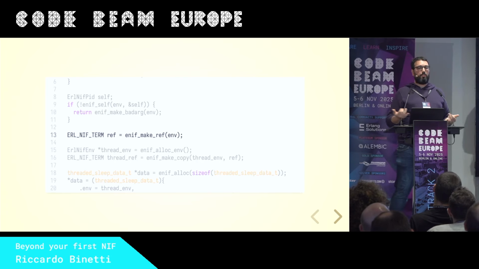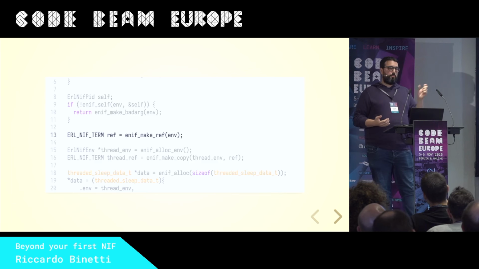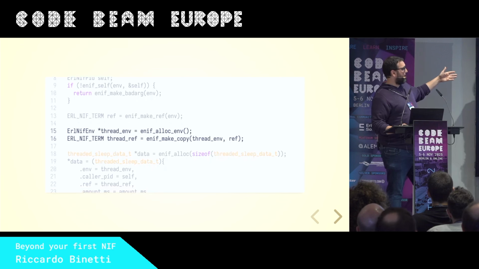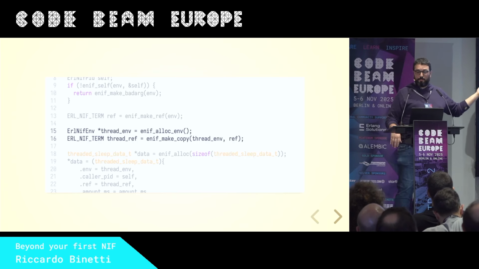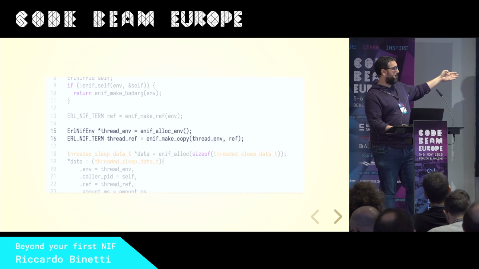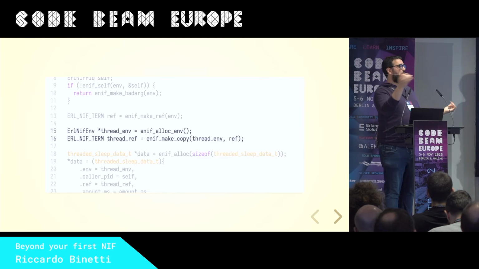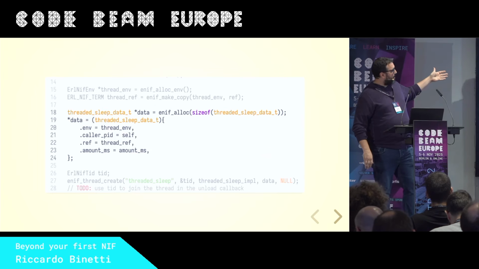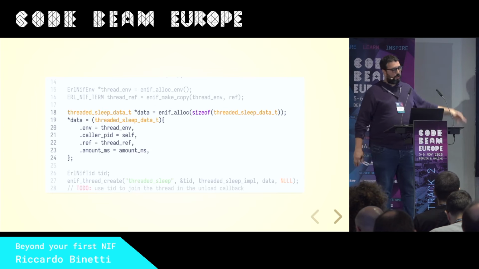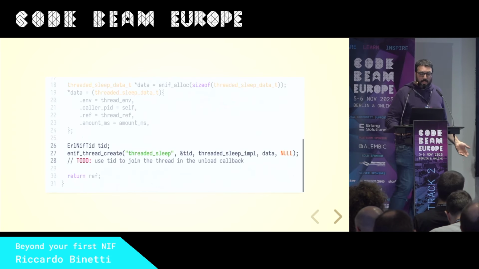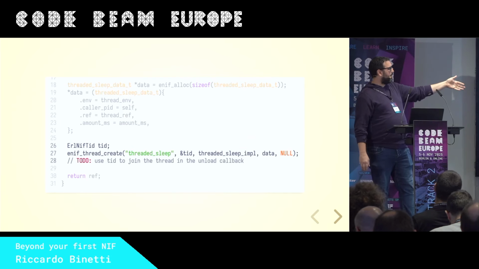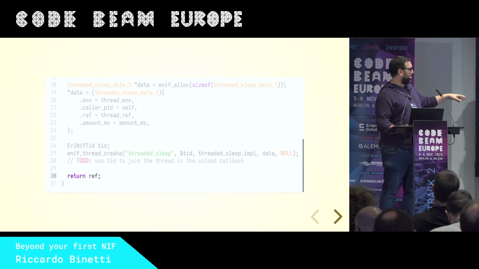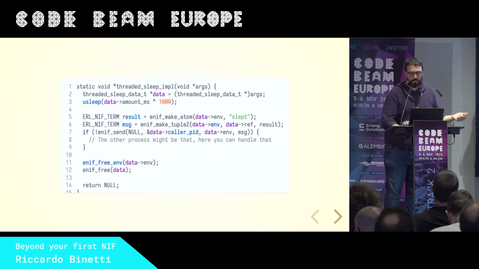So then the thing you do usually is that you create a reference and match it when you receive the message. Then, as mentioned before, we allocate a process-independent environment because we want to store the reference in the thread because it needs to send them to match them. Then we allocate some thread data, so all the data that the thread needs to do its job. And then we create the thread, passing in the data, and the thread goes, and we just return the reference, so we can use it to match it later.